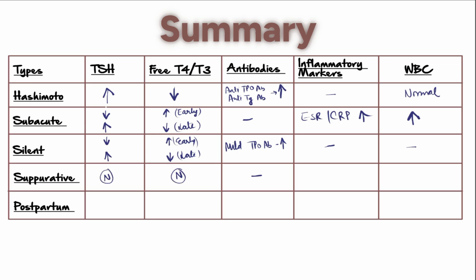There are no antibodies present. The ESR and CRP, that is inflammatory markers, are elevated and also there is increased leukocytosis. And lastly, in case of postpartum thyroiditis, there is the same pattern: decreased TSH and increased T3 and T4 levels in early phase, and increased TSH and decreased T3 and T4 levels in later phase. The anti-TPO antibodies are also elevated and inflammatory markers are normal and WBC is also normal.